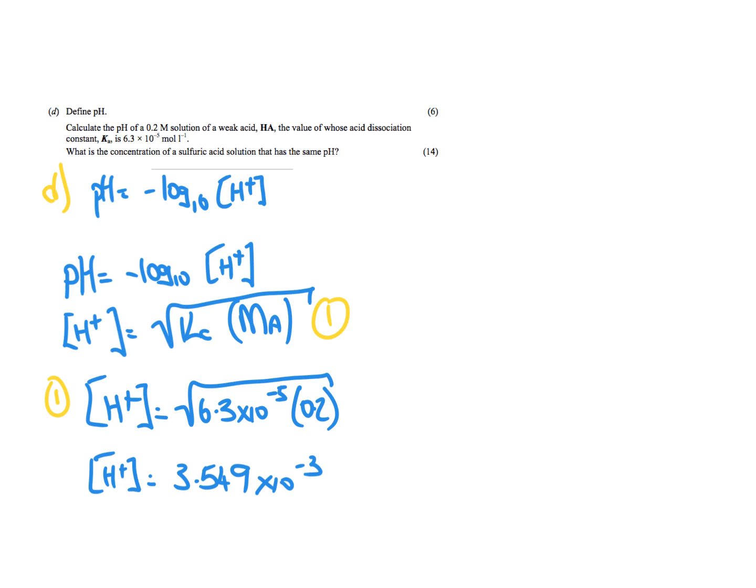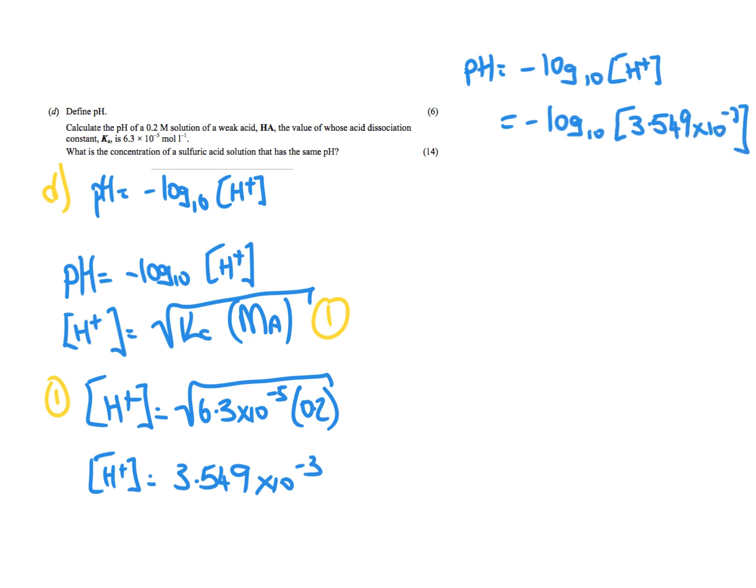Now that we have the H plus ion concentration, we can very simply go and find the pH. So the pH is equal to, writing it down again, minus log to the base 10 of the H plus ion concentration. So that's equal to minus log to the base 10 of 3.549 by 10 to the power of minus 3. So when you put all of that into your calculator, what you get is 2.449. So your pH is around 2.4. So that is the first part done.